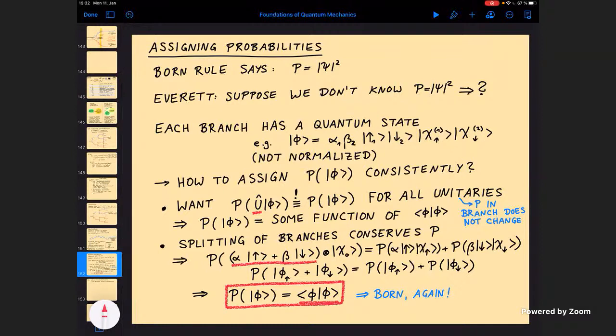So what goes into it is, first, you know there are probabilities, you want to assign probabilities. The probability of a given branch should not change regardless of what crazy unitary dynamics happens within this branch. And if the branch splits, you should not get any extra probability or lose probability. So probability after the split should just add up to the probability before, which seem to be very reasonable assumptions. And from that, you immediately get the Born rule.